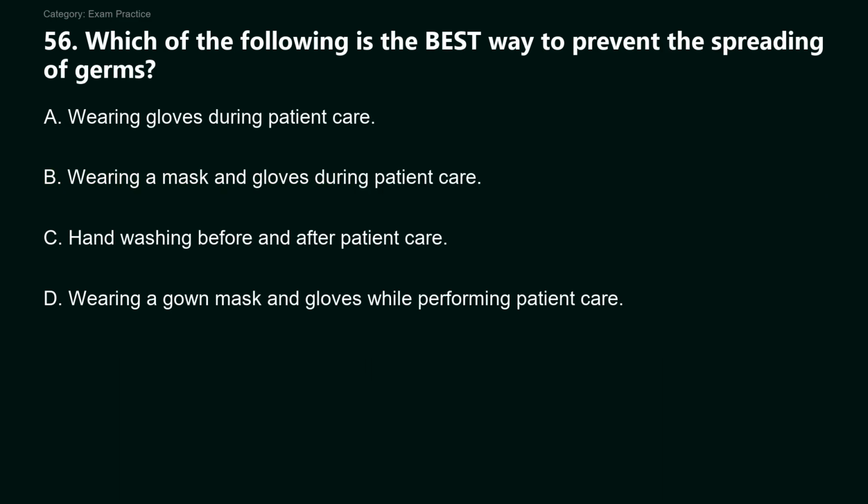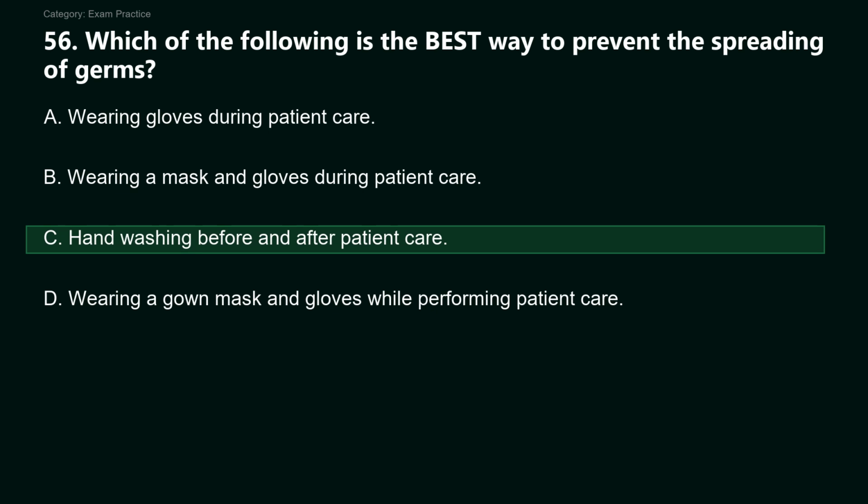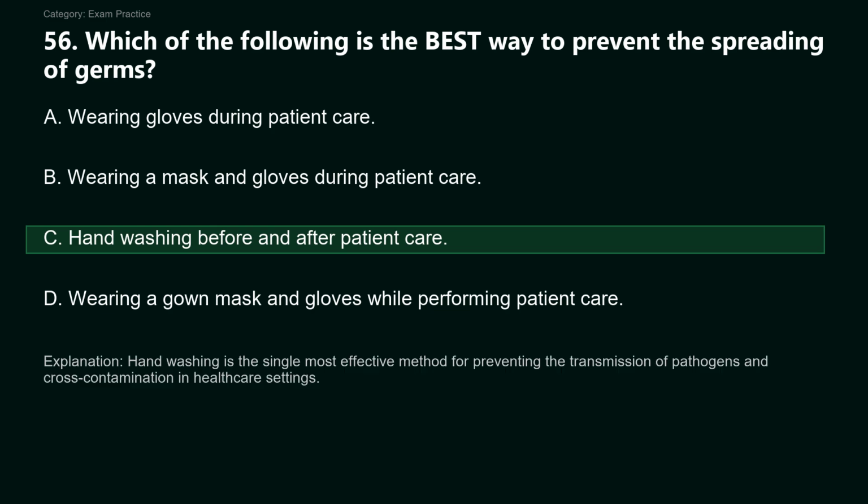Question 56. Which of the following is the best way to prevent the spreading of germs? Option A, wearing gloves during patient care. Option B, wearing a mask and gloves during patient care. Option C, hand washing before and after patient care. Option D, wearing a gown, mask and gloves while performing patient care. The correct answer is option C, hand washing before and after patient care. Hand washing is the single most effective method for preventing the transmission of pathogens and cross-contamination in healthcare settings.